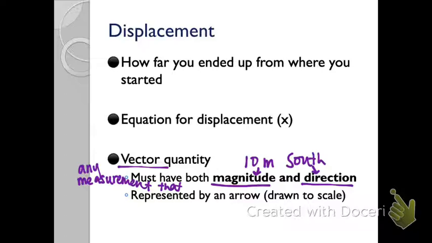When we look at vectors, when we draw them with an arrow, okay, we draw vectors with an arrow, and we try our best to draw them to scale. Do you know what I mean when I say drawn to scale?